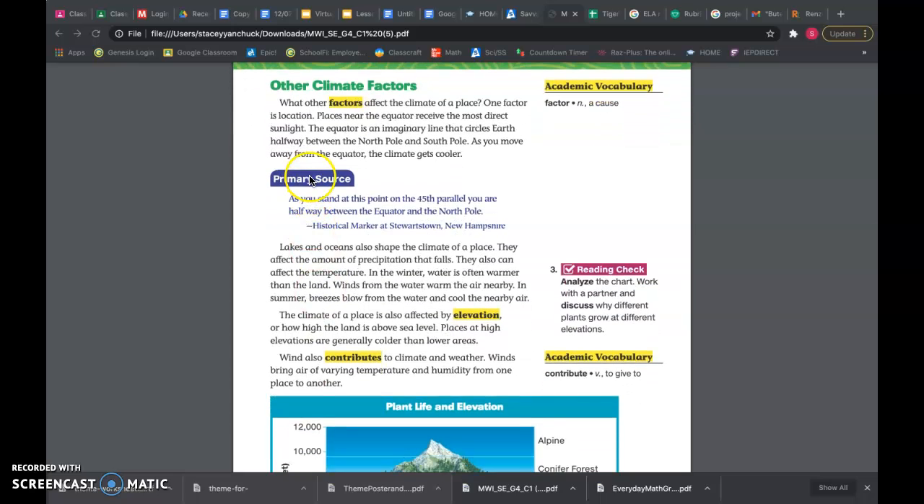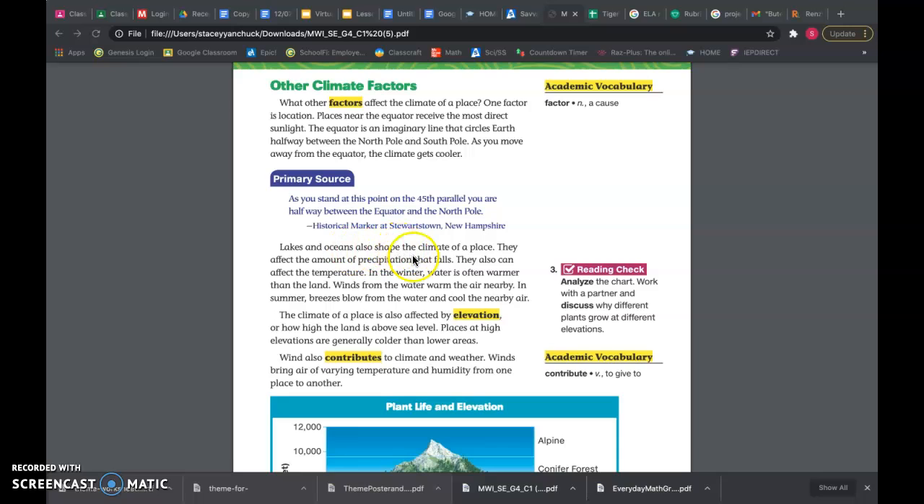Primary source. So remember, our primary sources are from somebody that actually experienced it. As you stand at this point on the 45th parallel, you are halfway between the equator and the North Pole. Historical marker at Stewartstown, New Hampshire.